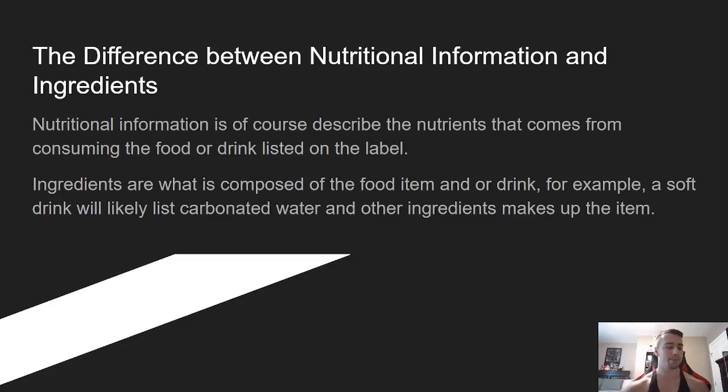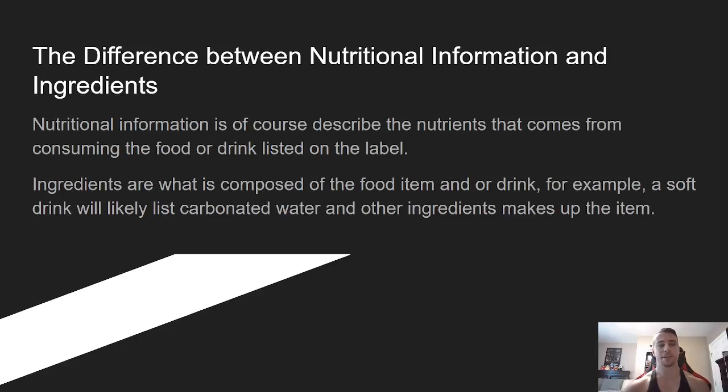So, for example, fats, cholesterol, sodium, carbohydrates, protein, anything like that is the nutritional consumption, depending on how it's measured, whether it be percent daily value, grams, things of that sort. So, ingredients. Ingredients are what the food item and or drink is composed of. For example, a soft drink will likely list carbonated water and other ingredients to make up the item.